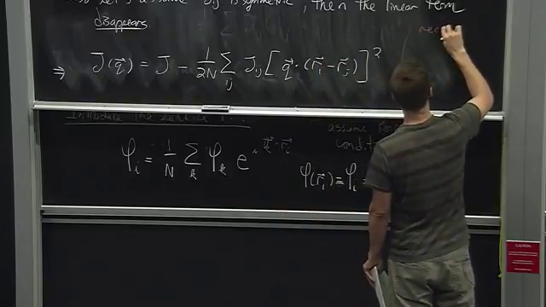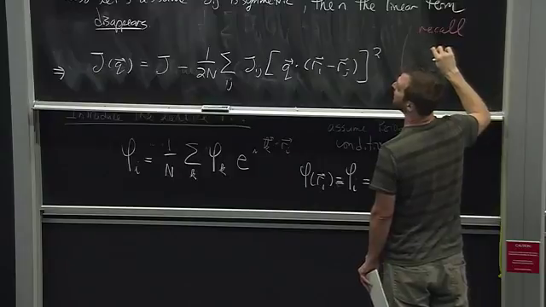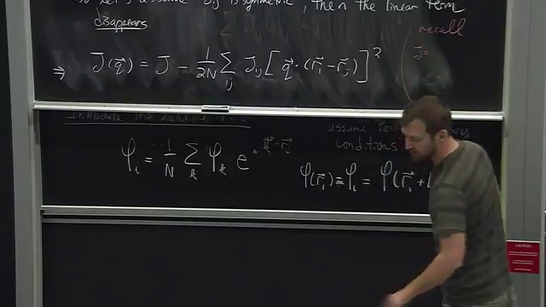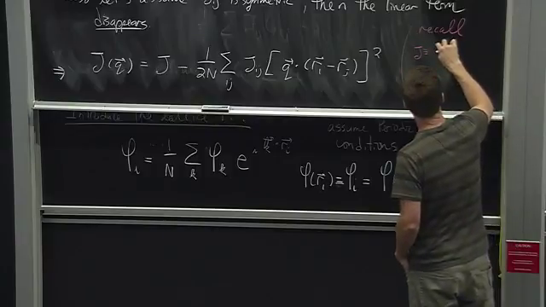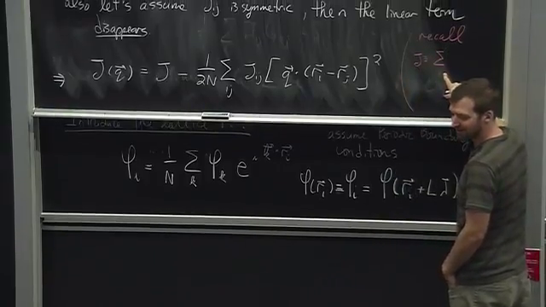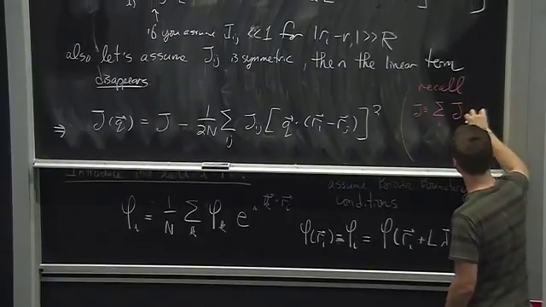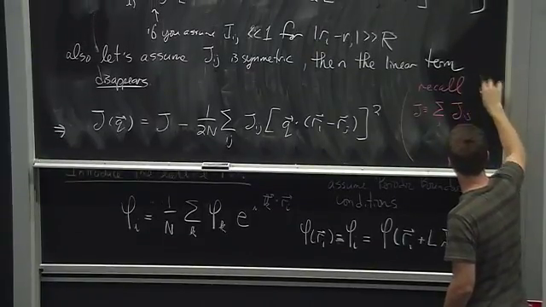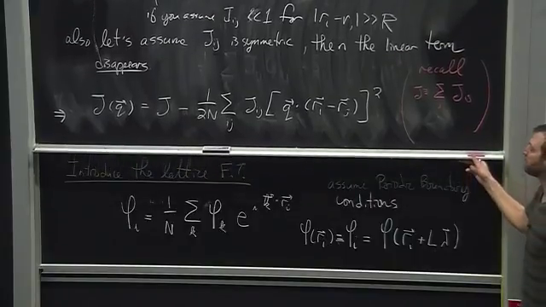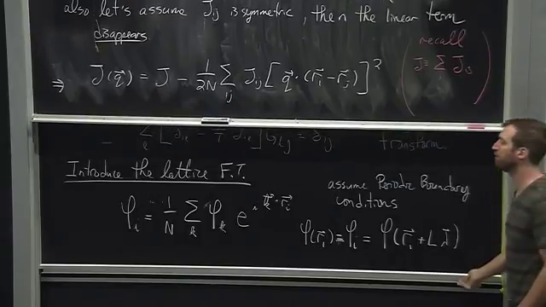I've done this before. Defining J, big J, is just equal to the sum over all j of Jij. Okay.